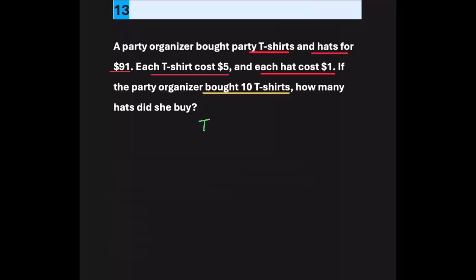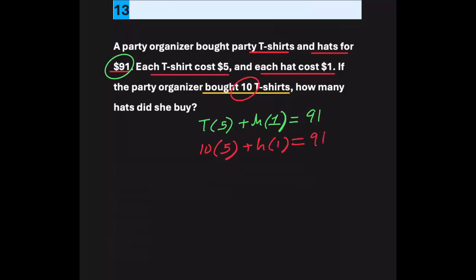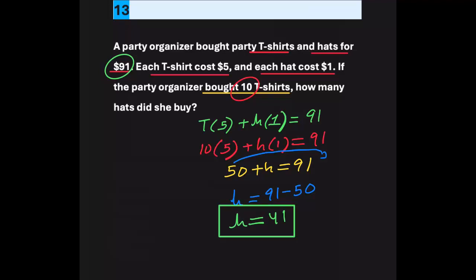We have t-shirts times the cost of t-shirts, which is $5 for each, plus the number of hats times the cost of each hat, which is $1, is equal to $91, which is the total cost of the package. So the number of t-shirts is 10 times 5 plus h times 1, which is the cost of each hat, is equal to 91. And here's 50 plus h is equal to 91. If you take it over to the other side, you have h is equal to 91 minus 50. And the number of hats is 91 minus 50, 41 hats. Let's move on to the next one.